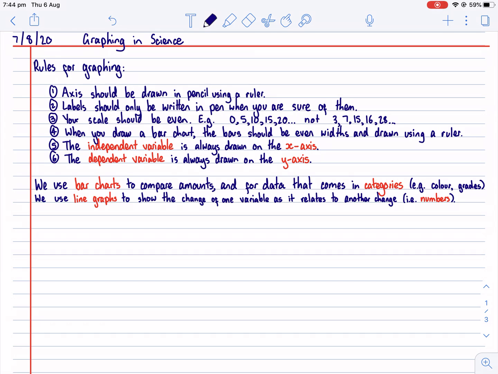Pause this at any stage. I'm going to talk through it now. So pause if you want to write it first, or you can pause me after I talk about it. It's up to you. So, rules for graphing.